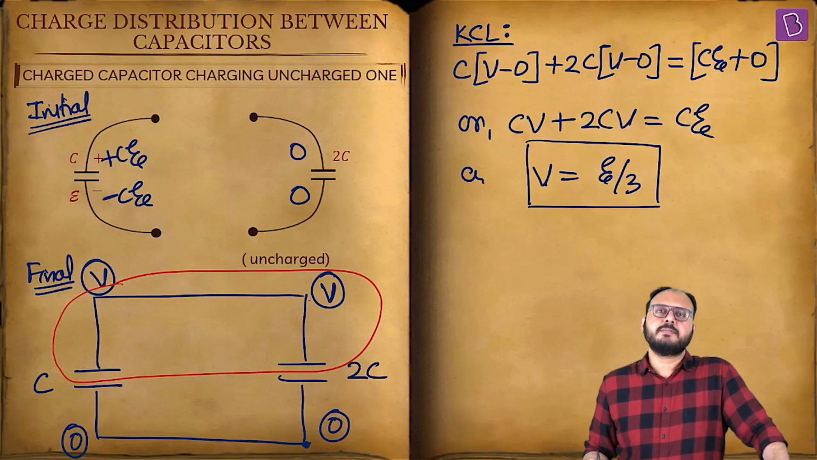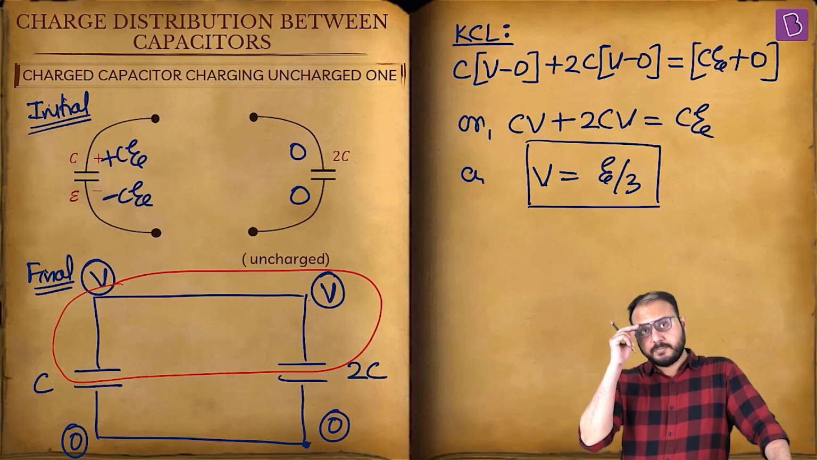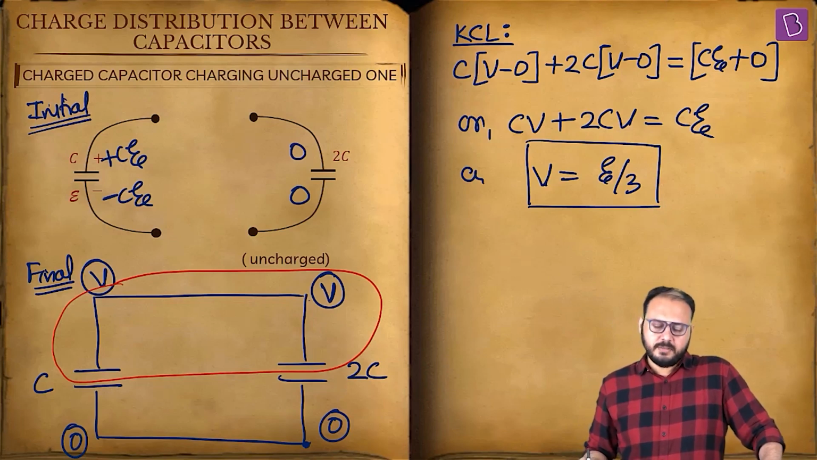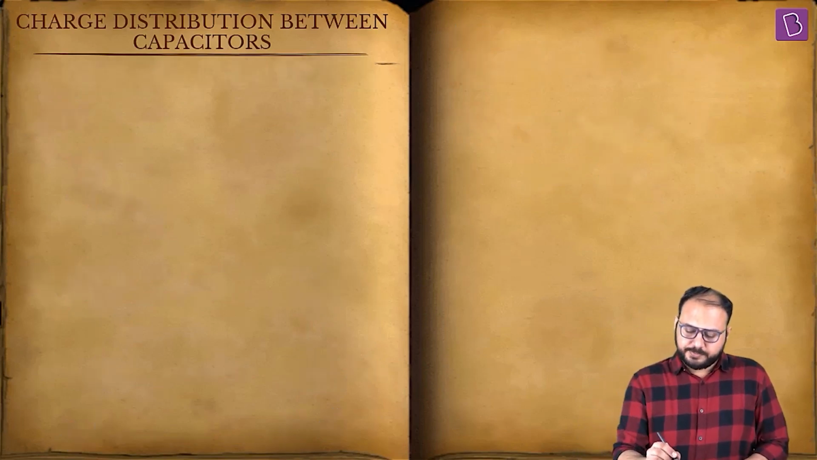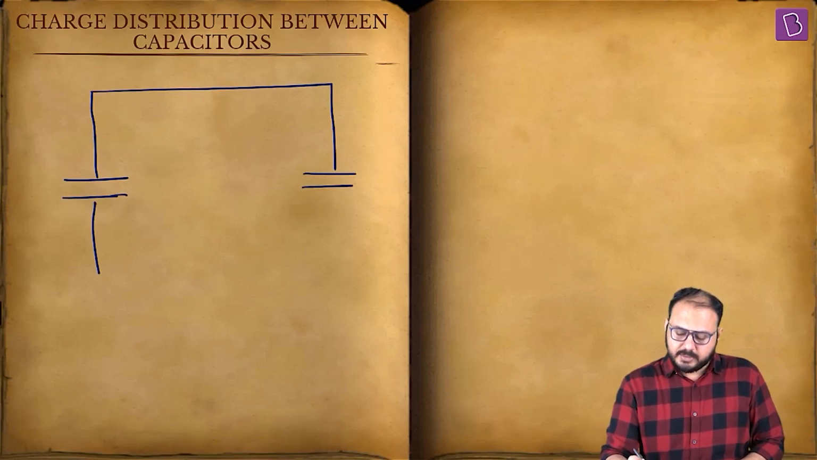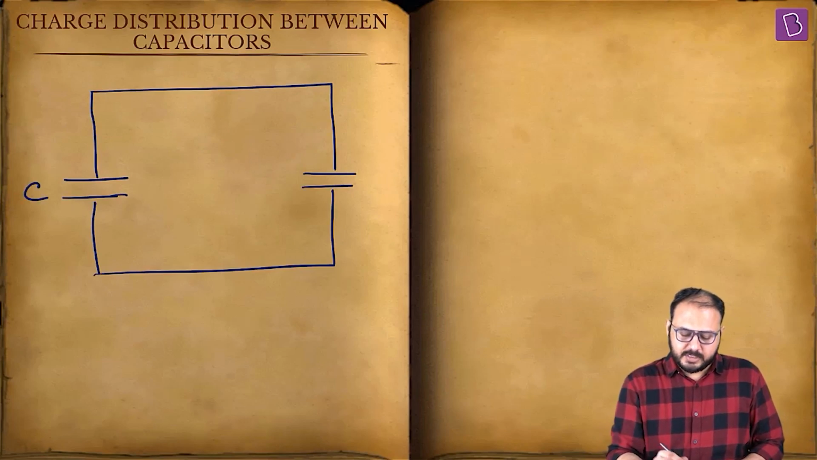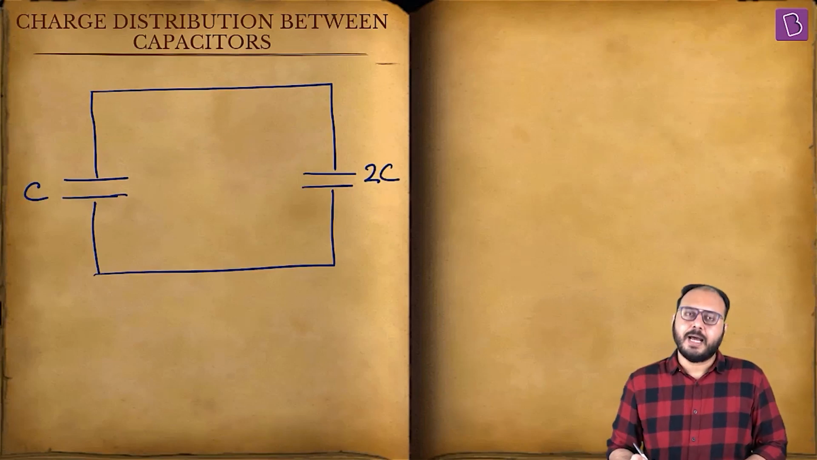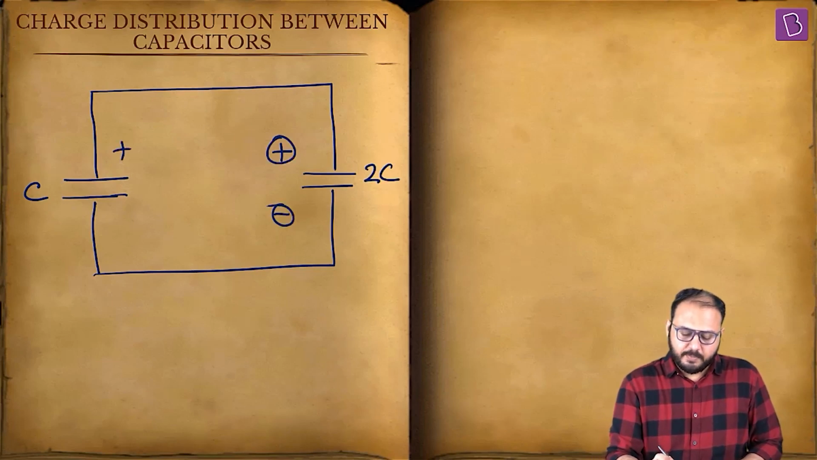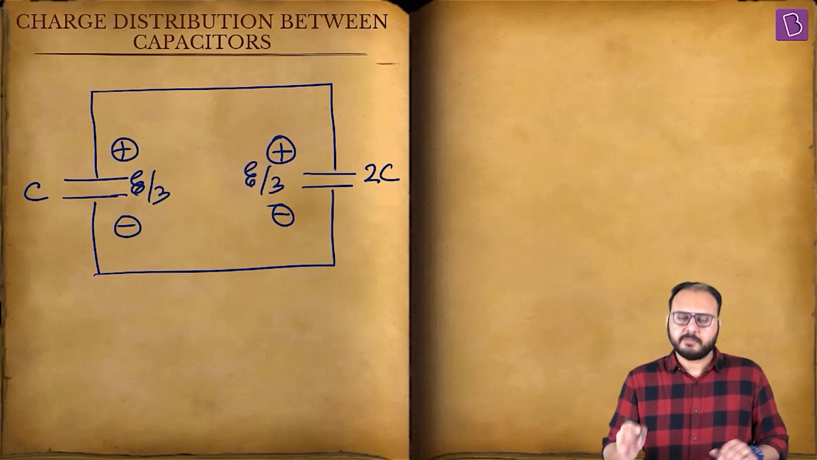What am I supposed to find? I'm supposed to find the charge on them. Let's do that. Get it? So let's bring this home. What is the charge on each capacitor now? These are the two capacitances. This is C, this is 2C. So they both have plus, minus, E by 3, E by 3.